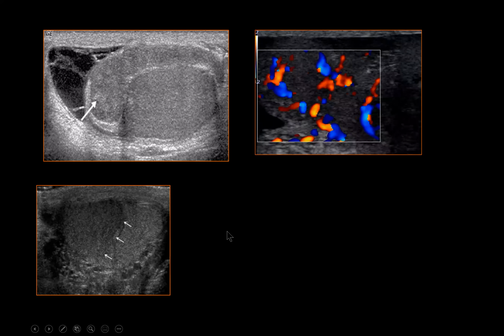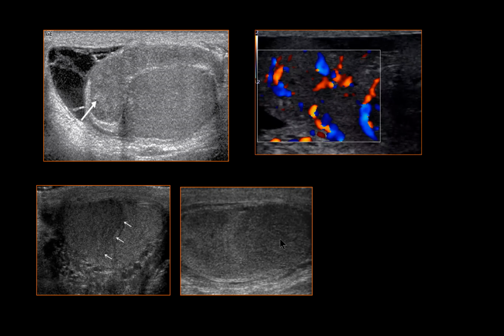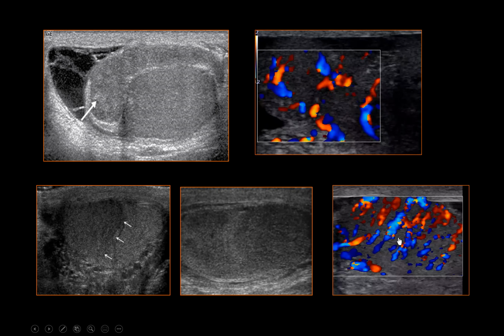Here it was focal, and this is diffuse orchitis, diffuse inflammation through all the testis. It is swollen, and the wall of the scrotum is thickened. Here the parenchyma shows patchy areas of low echogenicity. And here there is a marked increase in the color Doppler signal, which will show you hyperemic flow.